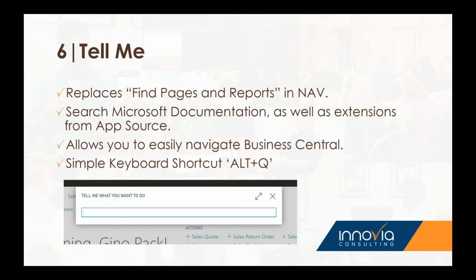It allows you to easily navigate Business Central, so you can start typing what you're looking for, and it intelligently tries to find it. And you can access it with a simple keyboard shortcut. If you hit Alt and Q, it'll bring up the Tell Me menu.